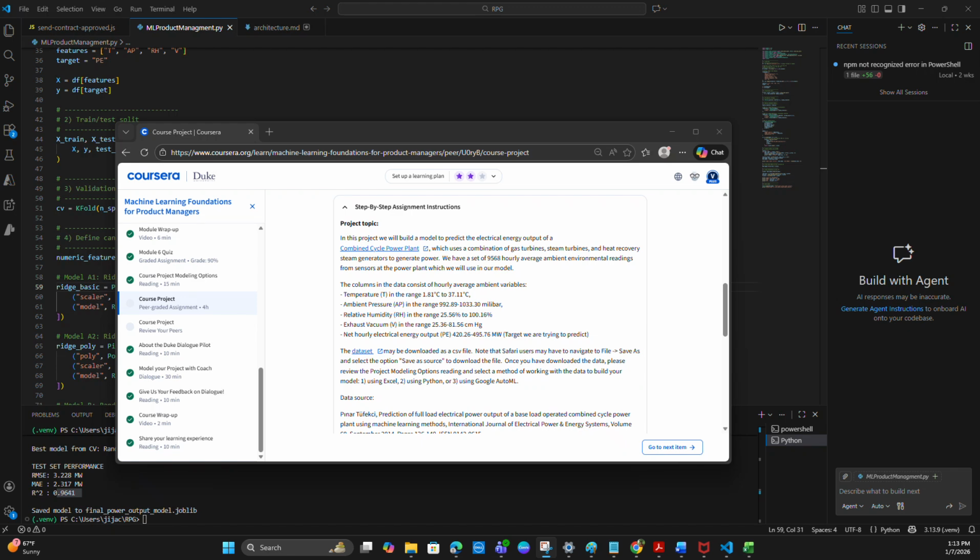Hello everyone. In this project, I built a machine learning model to predict the net hourly electrical energy output, measured in megawatts, of a combined cycle power plant. So this is our project. A combined cycle power plant generates electricity using gas turbines, steam turbines and heat recovery. The power output is influenced by the ambient environmental conditions, which are continuously measured using sensors. The goal of this project is to accurately predict the electrical power output using historical sensor data.